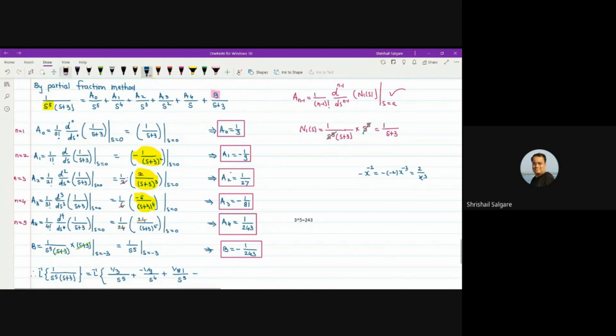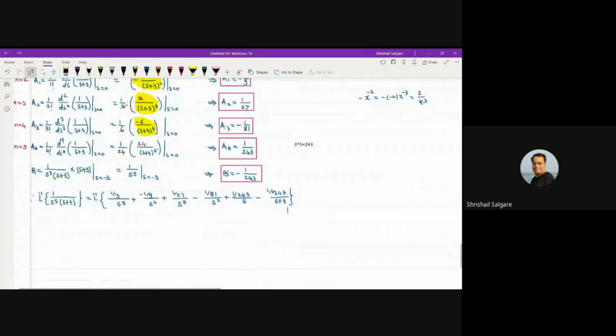You should identify this as 1 upon 27, then 1 upon 81 upon s raised to 2, plus 1 upon 243 divided by s minus 1 upon 243 divided by s plus 3. Is it right? Now two steps I'm writing directly, the linearity property and its answer.